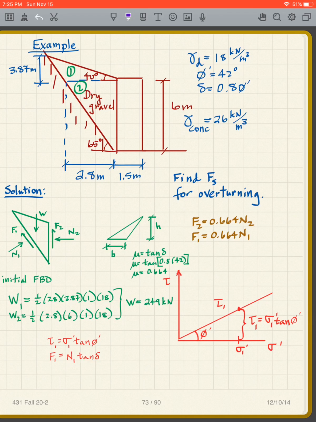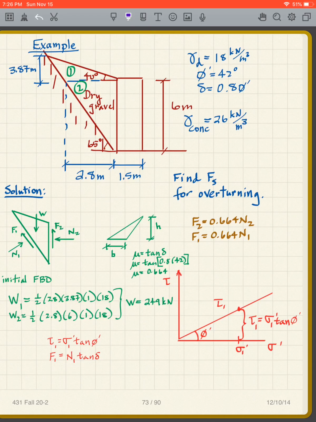Okay, so once we have that established, now what we need to do, of course, is, I have my W, that goes there, and then what? Now I just need to find my N2, F2, N1, F1, and remember that N2 and F2 are related, N1 and F1 are related. How are they related? Well, remember it's a friction thing.